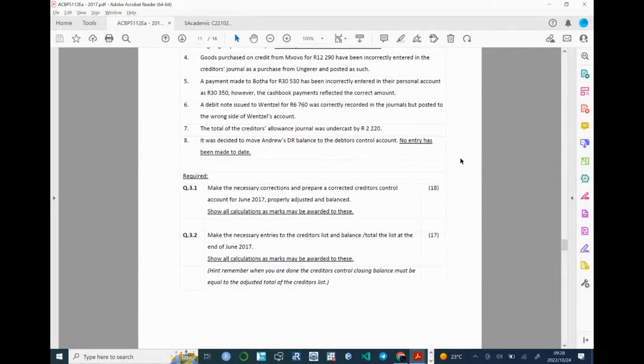They say make the necessary corrections and prepare a correct creditors control account for June 2017, properly adjusted and balanced. Here, I'm hoping from 1A we still remember what the creditors control should look like. In fact, guys, trust me, debtors control, creditors control, you must know. Make sure that you know what am I debiting, what am I crediting, how should my debtors and creditors control look like.